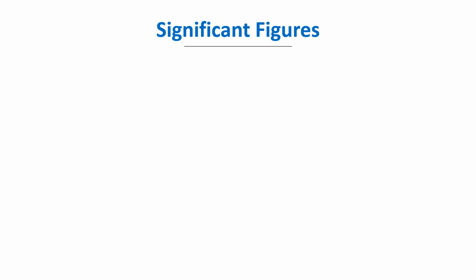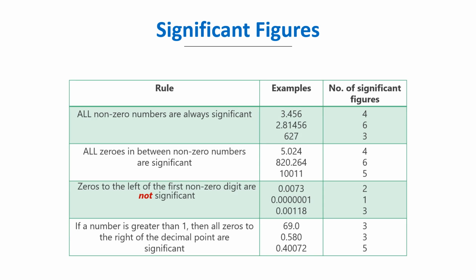Significant figures. Significant figures are the digits of a number that are meaningful in terms of accuracy or precision. So we have to obey the rules on how to write significant figures. The first one is that all non-zero numbers are always significant. Example given here is 3.456. So we have 1, 2, 3, 4, which is 4 significant figures. The second one is 6 significant figures, and the last one is 3 significant figures.